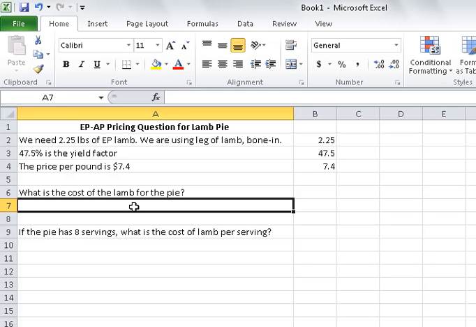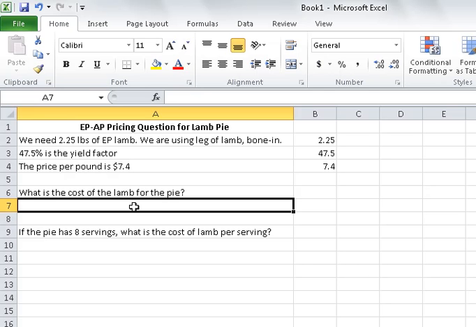Okay, and the lamb is leg of lamb bone in, which has a yield factor of what? 47.5. The yield factor on the lamb leg bone in is 47.5. We need 2 1/4 pounds of lamb for the pie as a whole. The lamb costs $7.40? Yes. And what else do we need to know to get started? I think that's it.